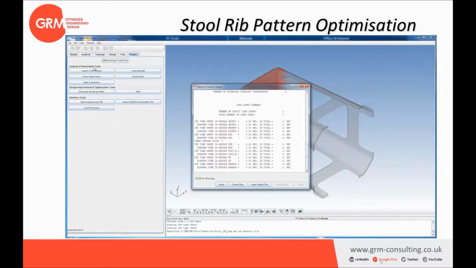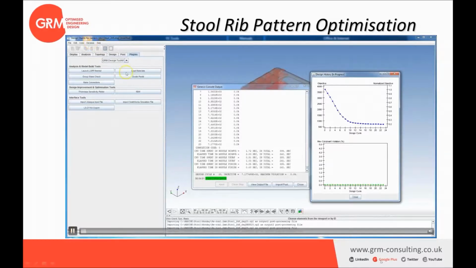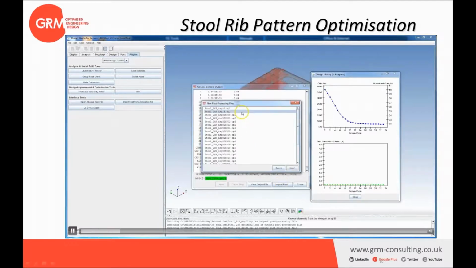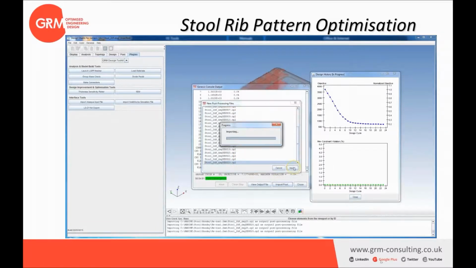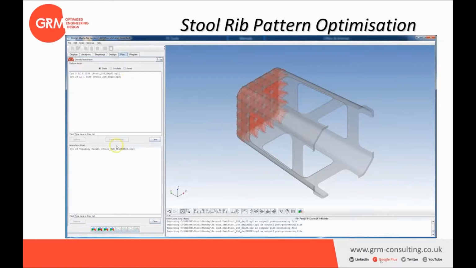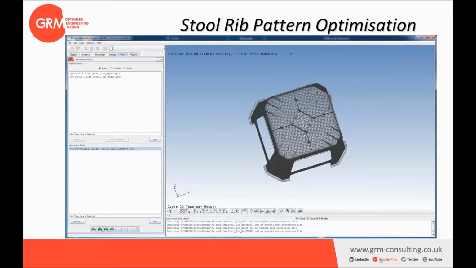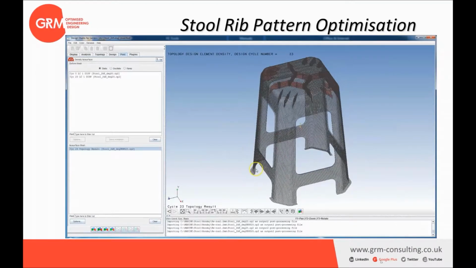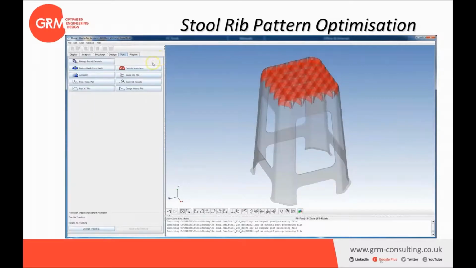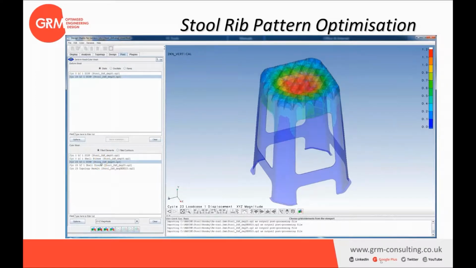It will take a couple of minutes, and at the end we'll be able to bring the last cycle results and review the results of the optimization. So this is the optimized rib pattern. This is how a seat should look like. And we can double check the performance of this optimized seat, which is identical to the baseline.